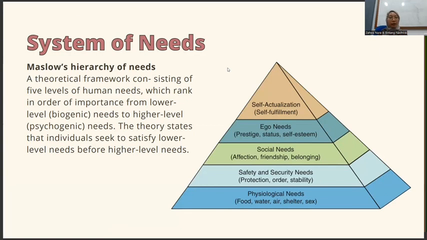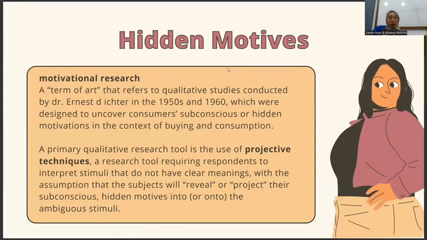The next is the system of needs. There are five systems that Maslow described. The first one, at the bottom, is physiological needs, then safety and security needs, social needs, ego needs, and also self-actualization.